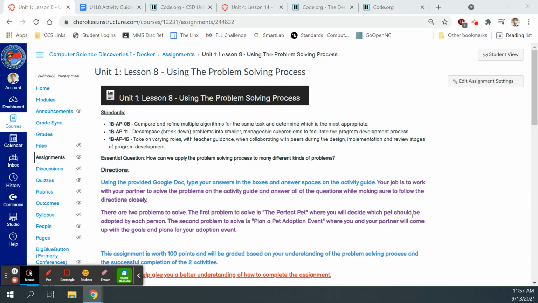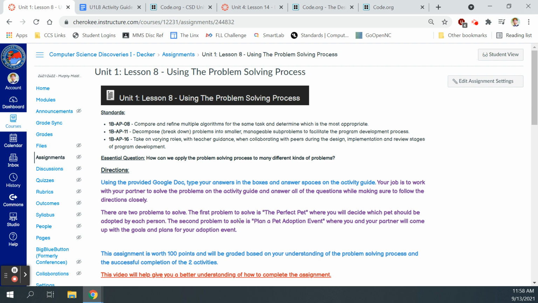This is Unit 1, Lesson 8, using the problem-solving process. This is the last assignment that we will do in Unit 1. After this, we'll move on to Unit 2 and begin working on learning how to make websites. But let's dig into this one first.